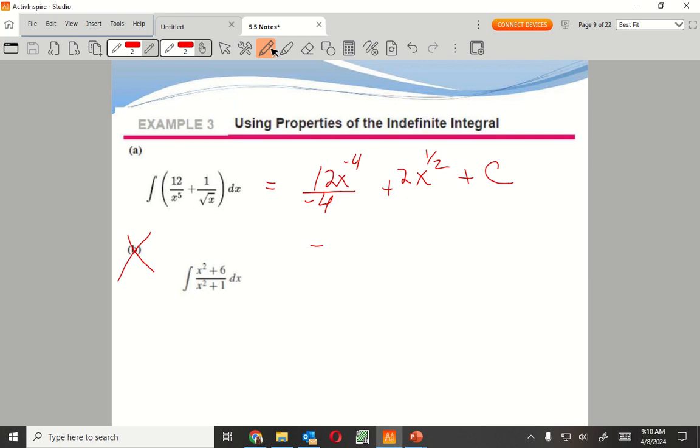This is going to give me a negative 3 x to the negative 4 plus 2 x to 1/2 plus c, or it could be rewritten, because quite often when you're doing it on the homework or on the AP exam, they don't want negative exponents. So you would just move that back down. Negative 3 x to the positive 4 plus 2 x to the 1/2 plus c.